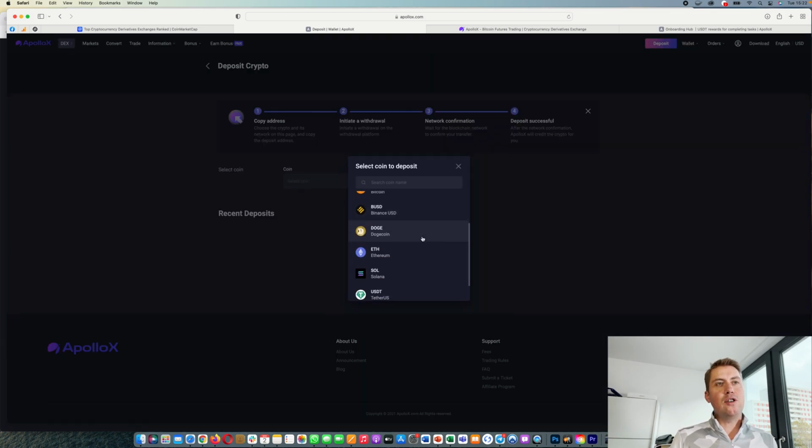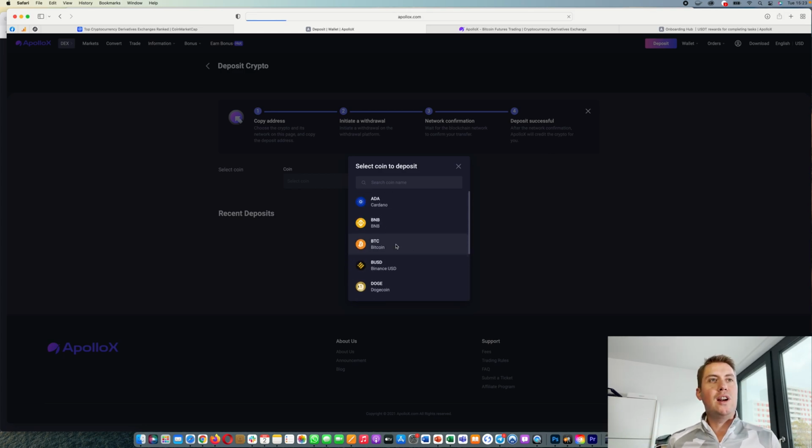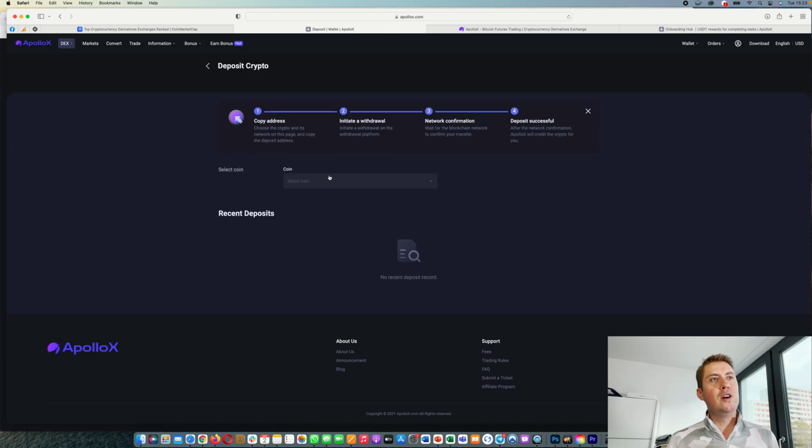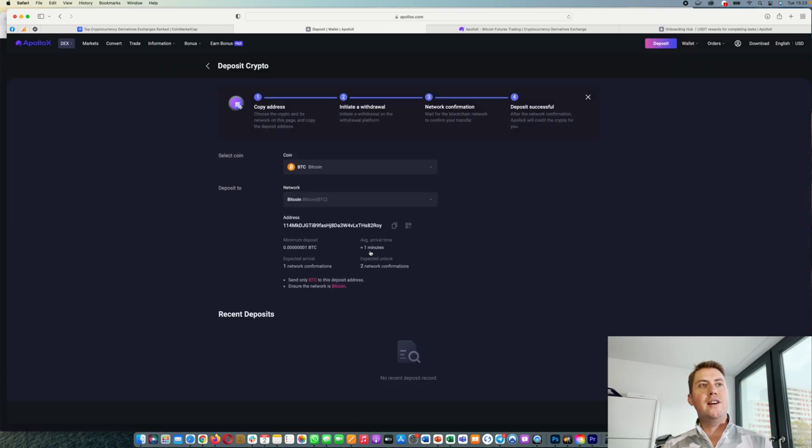And first you need to select a coin that you want to deposit. So for example, Bitcoin or USDT or Solana and whatever you want. Then you click on the coin and then it shows you an address. First you need to select the network. Then it shows you an address where you can deposit some money. And they also require 2 network confirmations, which is actually very quick. So you should have your money ready to trade in less than 20 minutes usually. So that's it in terms of depositing some money.